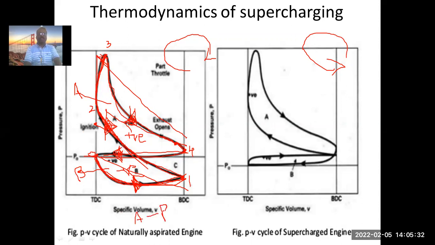I hope everybody understood. Any doubt in this? This positive loop and this is a negative loop.